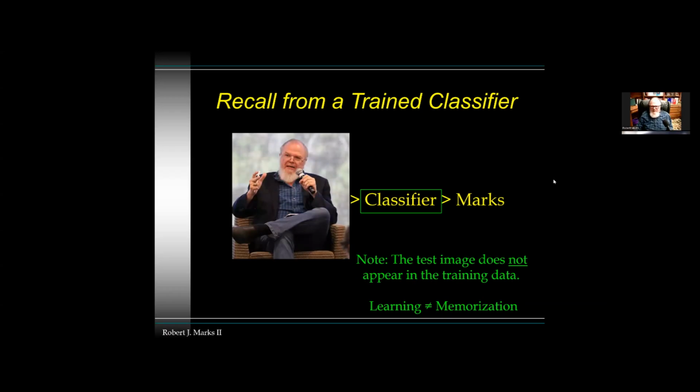The important thing is that the test image does not appear in the training data. In other words, you have to generalize, you have to interpolate among the training data in order to get the proper classification. Because if you only classify things which were in the training data, you've memorized. Memorization is not the same thing as learning. Learning means you can take concepts and you can generalize them, and that's exactly what we're doing here.